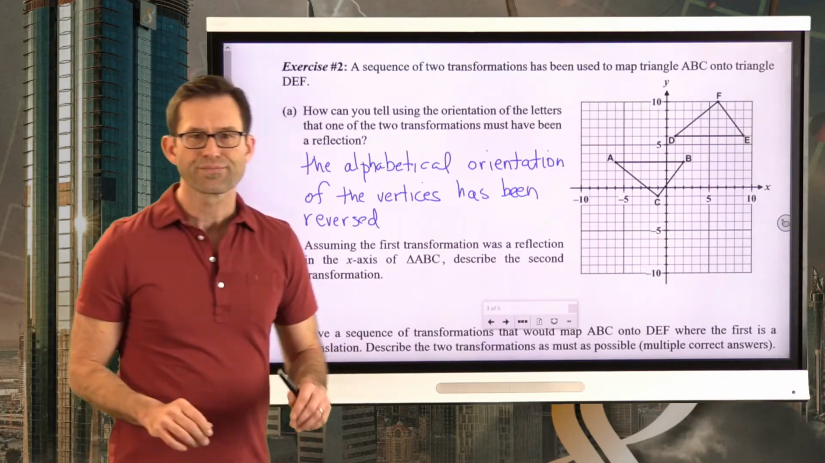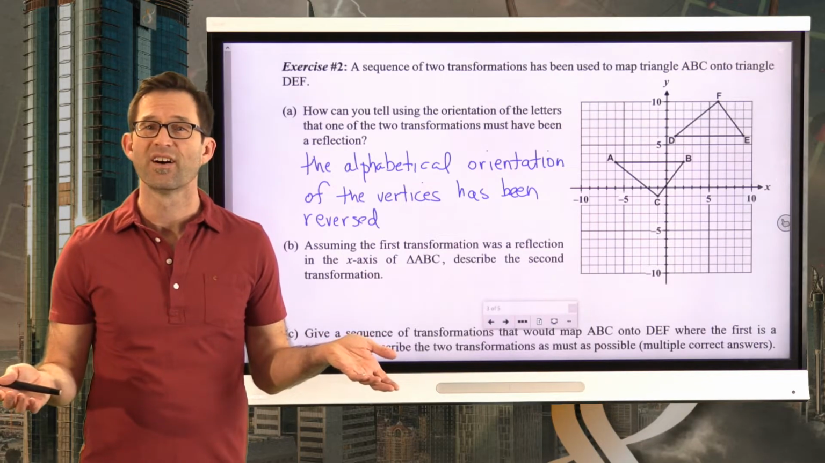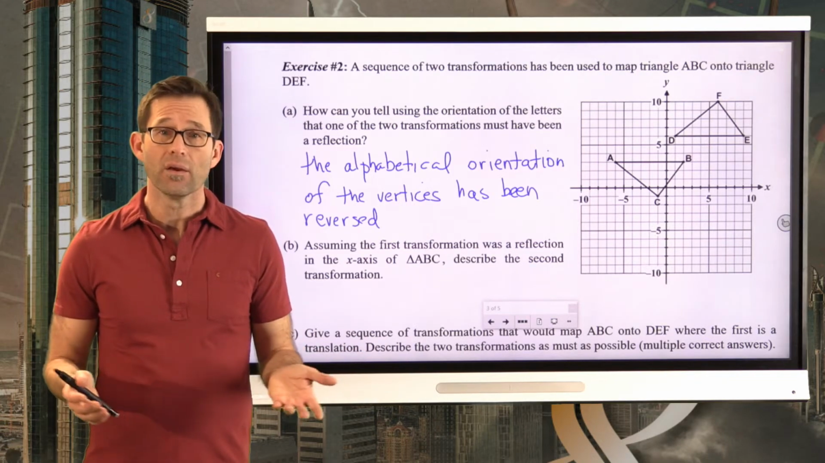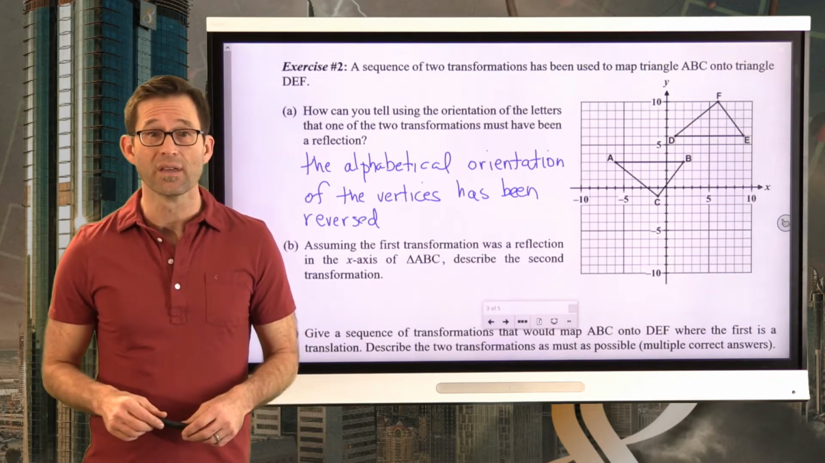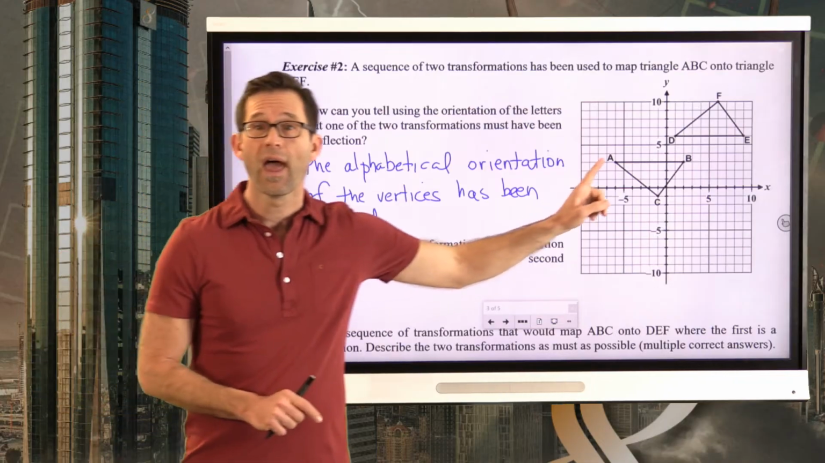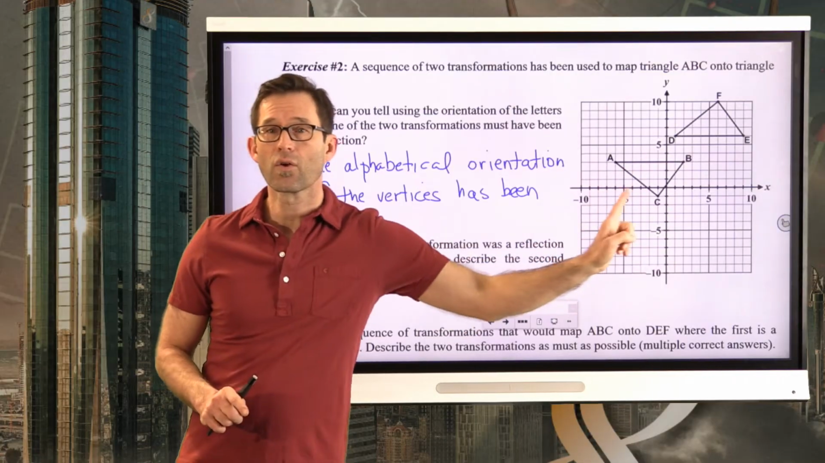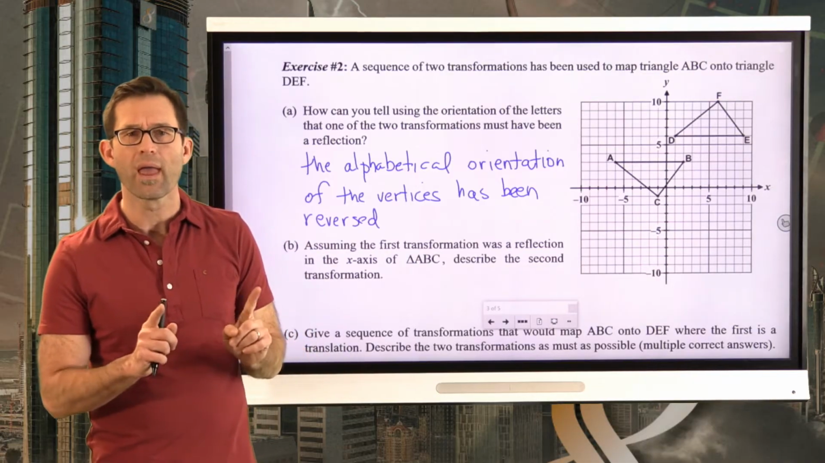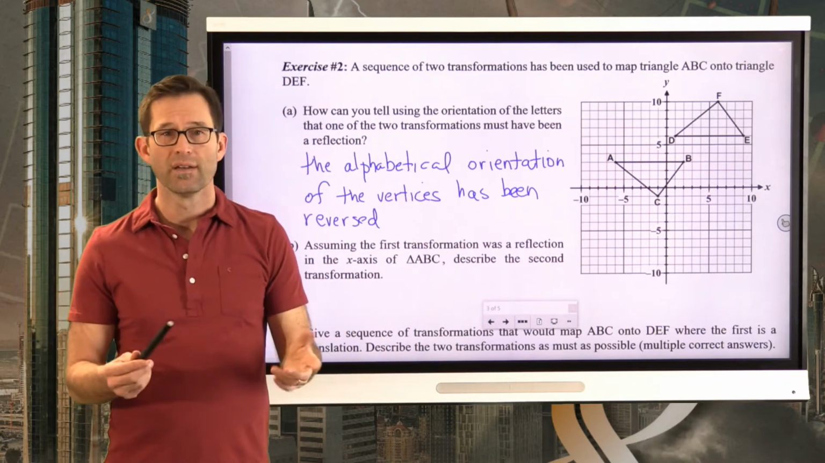Okay, so letter B, assuming the first transformation was a reflection on the x-axis, what was the second one? All right, so we know a reflection had to happen. Let's just assume it was the first one and it was in the x-axis. How can we figure out what the second one was? Well, the best way to answer this question is to honestly reflect triangle ABC in the x-axis, and then see what you'd have to do to take its image and map it to DEF. So pause the video now, take ABC, reflect it across the x-axis, maybe label it A prime, B prime, C prime, that's our favorite, and then ask yourself, what would I have to do to A prime, B prime, C prime to map it to DEF? Pause the video now and take a shot at that.